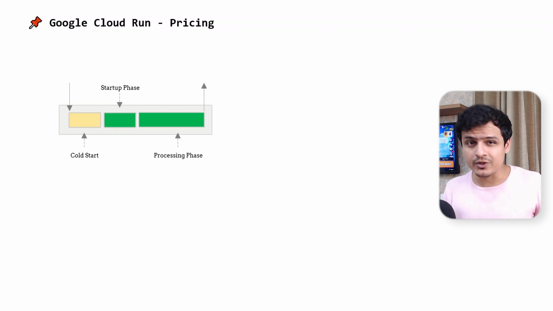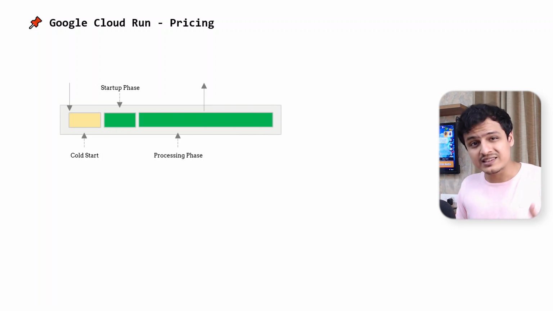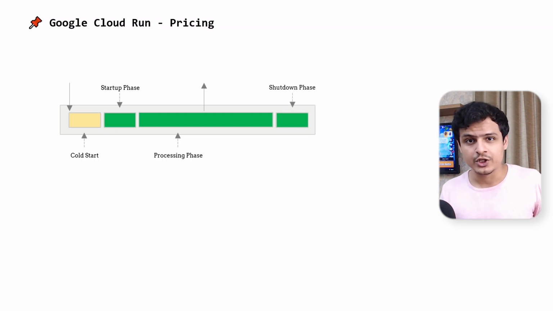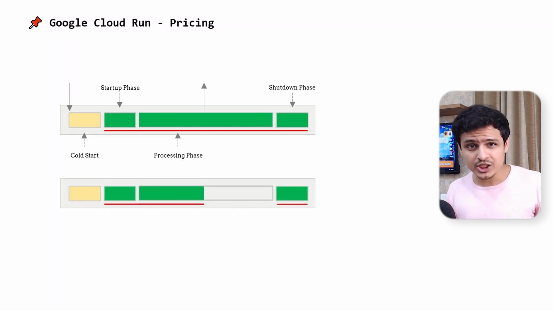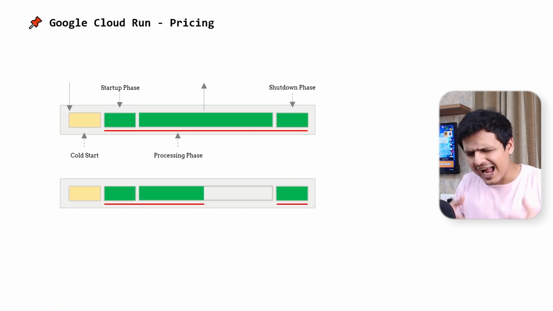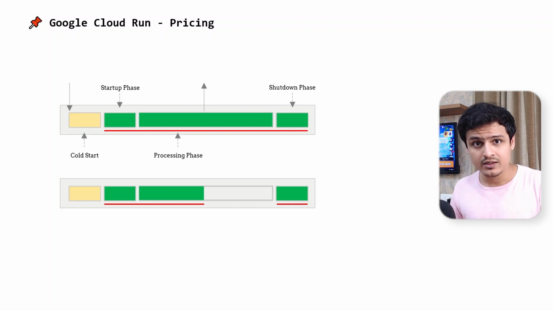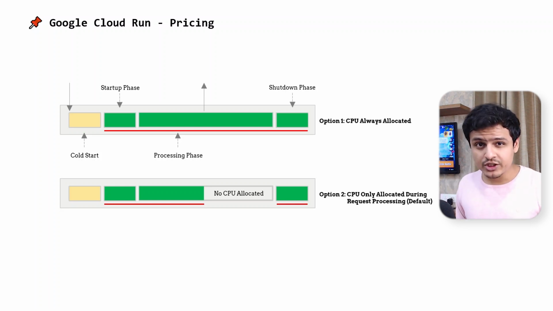Even if your app is done processing the request, the container will still keep running for a couple of minutes. Eventually, it will shut down. You are charged for the entire time your container is running. Now, wouldn't it be better if you were only charged for the time it takes for your app to actually process the request? Well, that's a possibility too. But in this case, your app won't be allocated any CPU when no requests are active. So essentially, you need to choose which model works best for you.